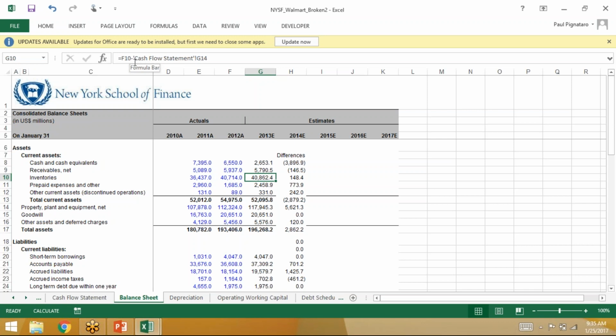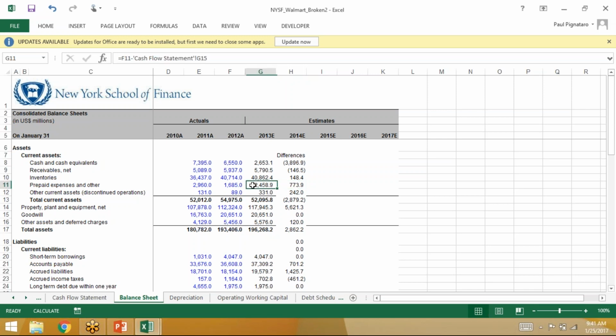Okay. Now it looks good. This is going up by 148.4. I should see negative 148.4 in the cash flow statement. Take that as a clue as to how to go about figuring out what's wrong. Okay, so let's continue.